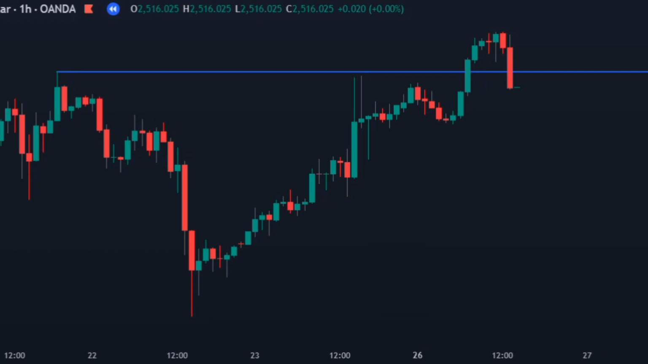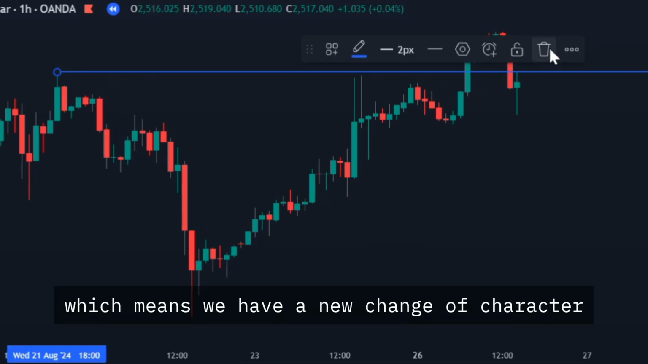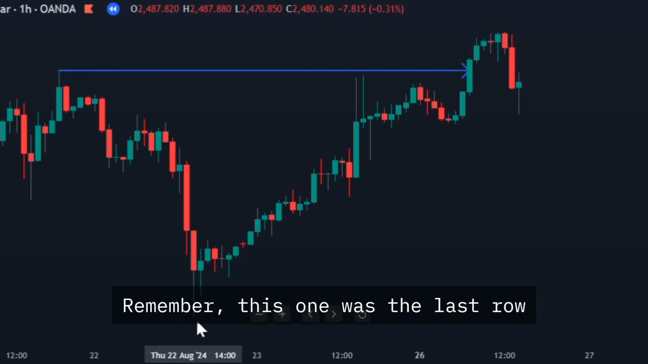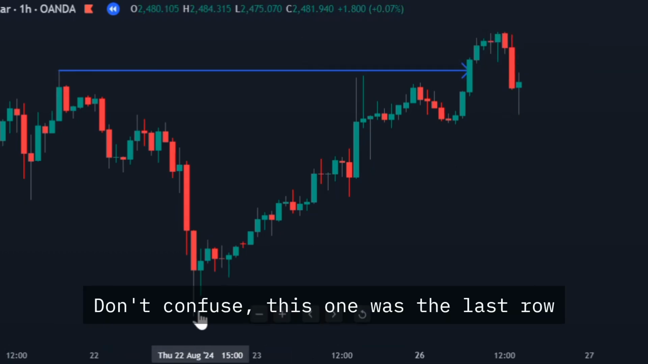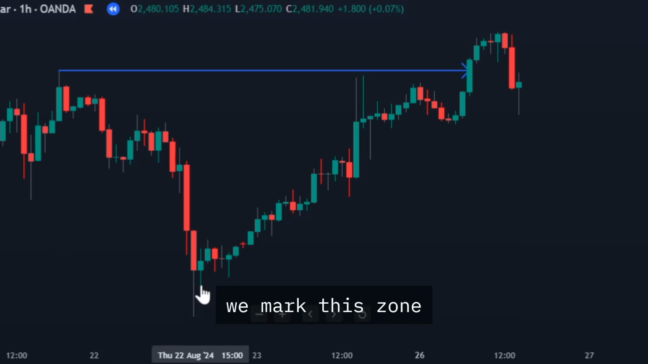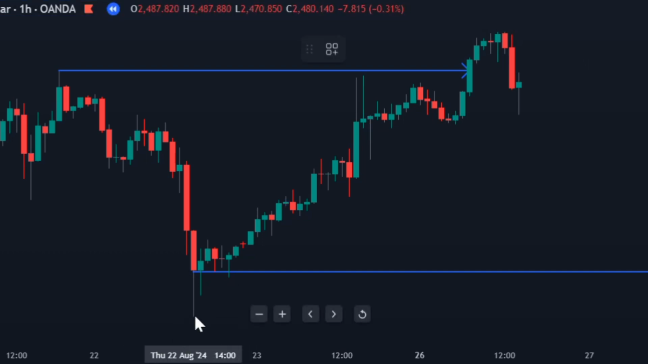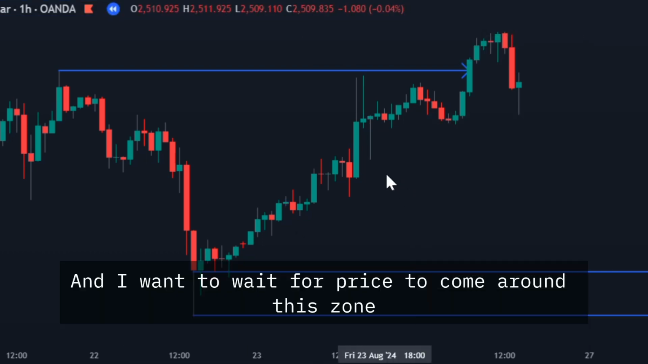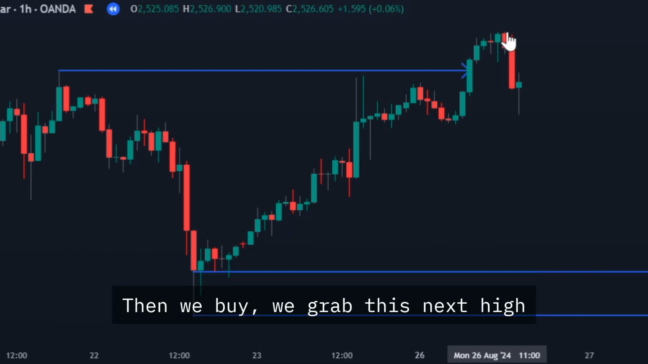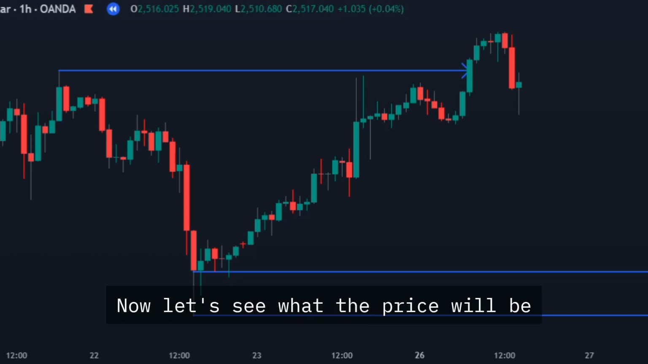Yeah, the price grabs this high, which means we have a new change of character. Remember, this one was the last low. Don't confuse. This one was the last low. In order to catch a buy, we mark this zone. Let me take a line. I mark the lows this week, and this week. And I want to wait for price to come around this zone. Then we buy, we grab this next high. Now let's see how the price will play.